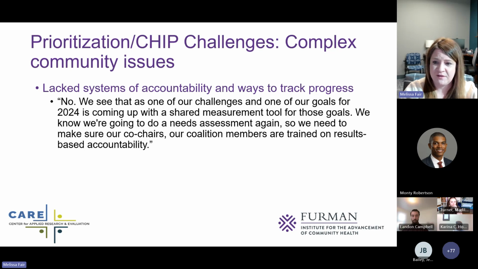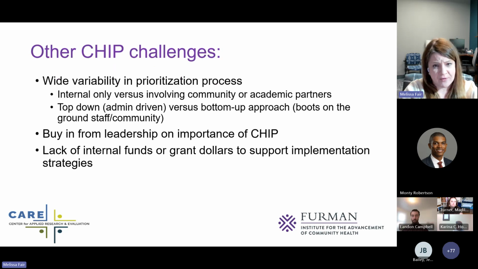They actually mentioned specifically that they needed to get trained on results-based accountability. Some other challenges that we saw was there's a lot of wide variability in the CHNA itself, as well as the prioritization process. So some systems are doing a lot of work that is more coalition-focused work, and their CHNAs and CHIPs are community-owned. Others really did this as an internal process and said they felt like they were struggling with that, it was a box-checking mentality of just needing to get the CHNA done.